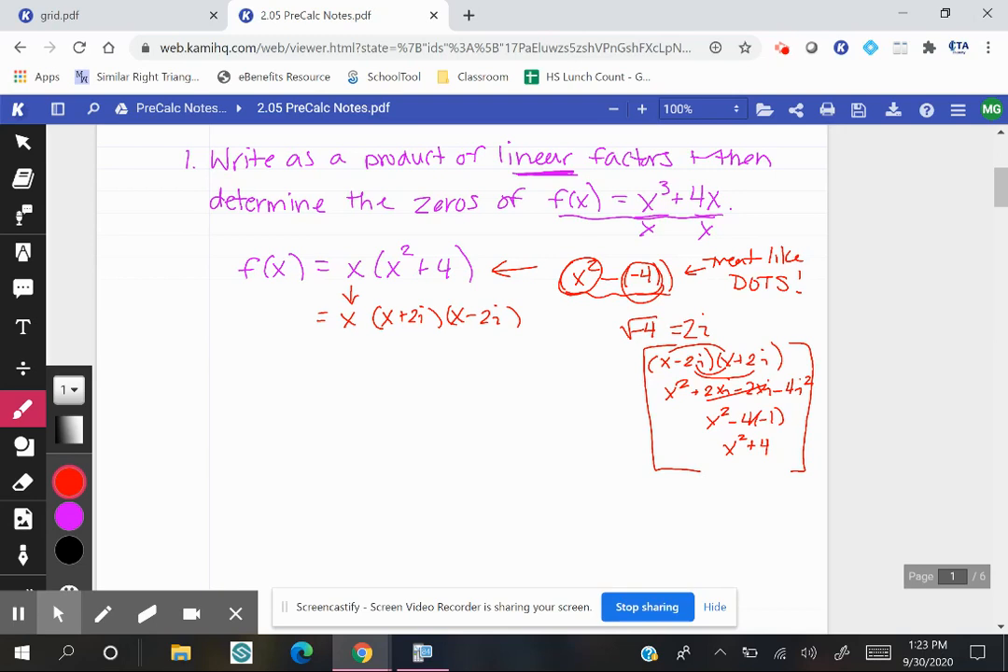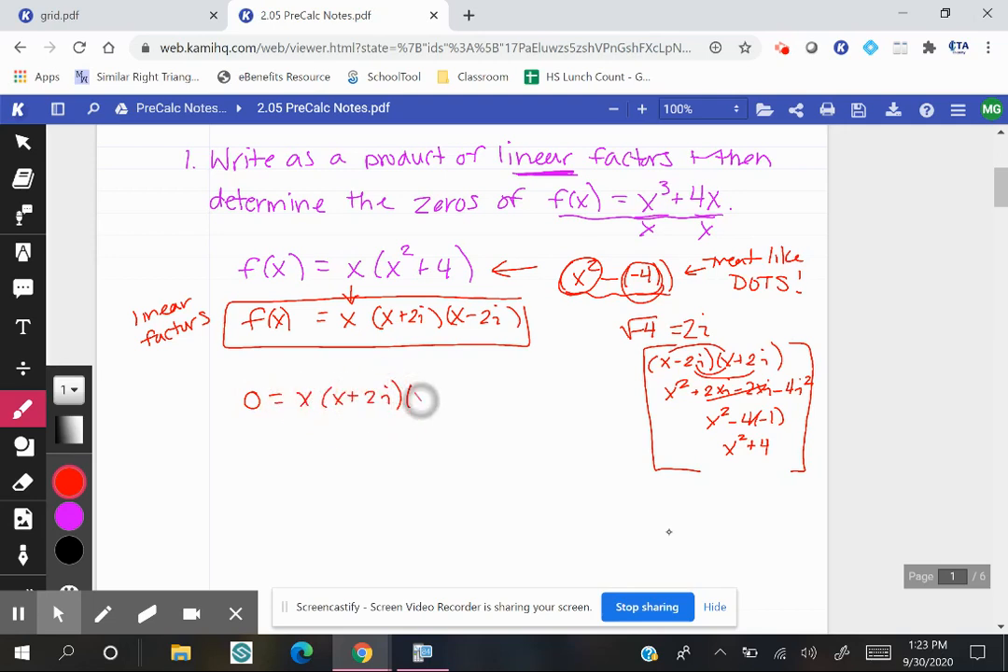Okay, so this right here would be my product of linear factors, because all of the x's are to the first power. Now it said to also determine the zeros. So that means I need to put a 0 in for y, and then I'm just going to solve this for x, setting each factor equal to 0.